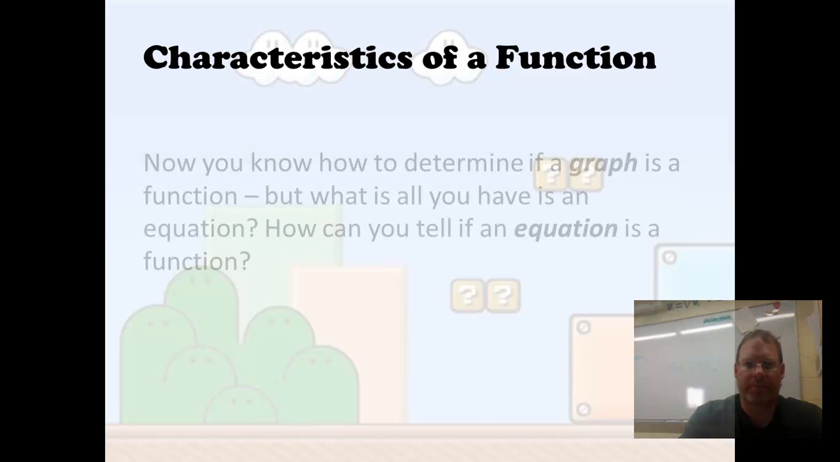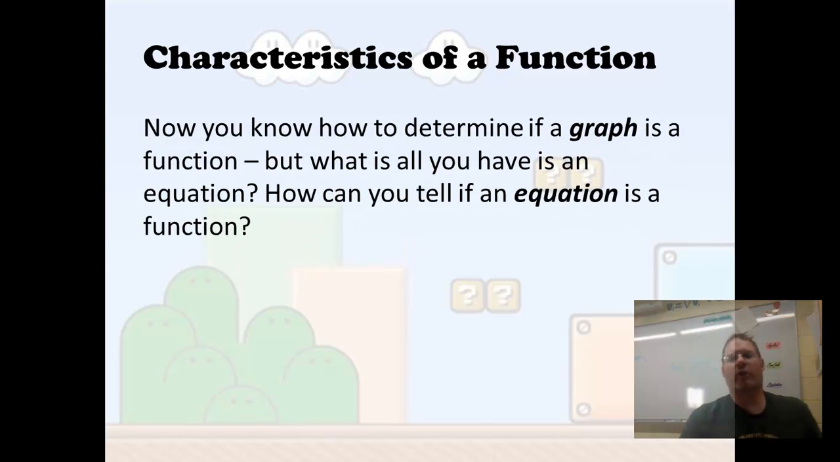Alright. Now that you know how to determine if a graph is a function, how would you be able to do it if you were looking just at an equation, you didn't have the graph to go along with it? Surely there's some way that we can play with an equation to determine whether or not it counts as a function.